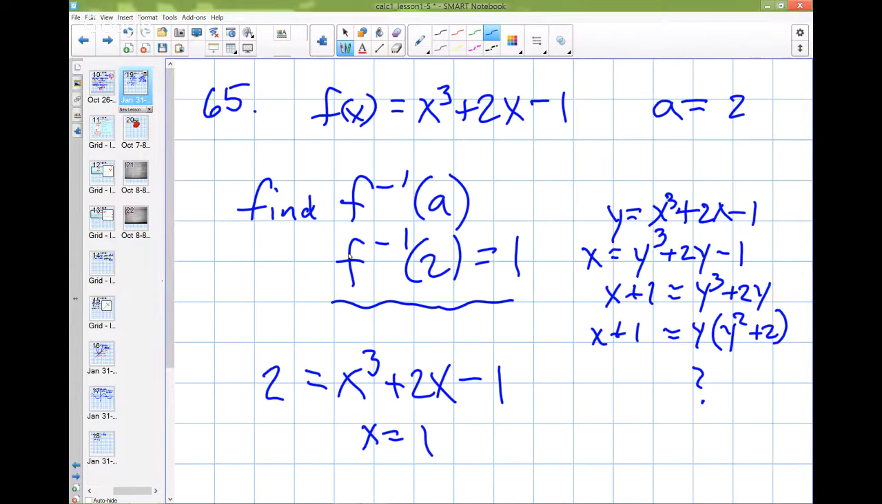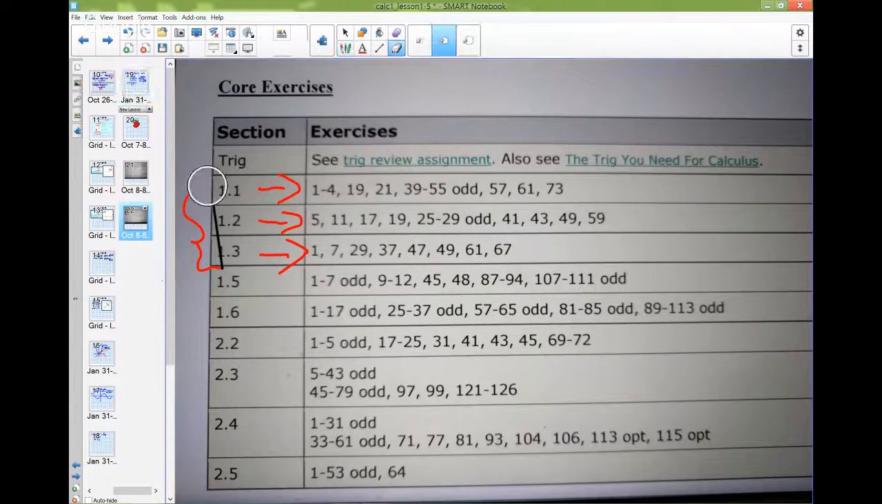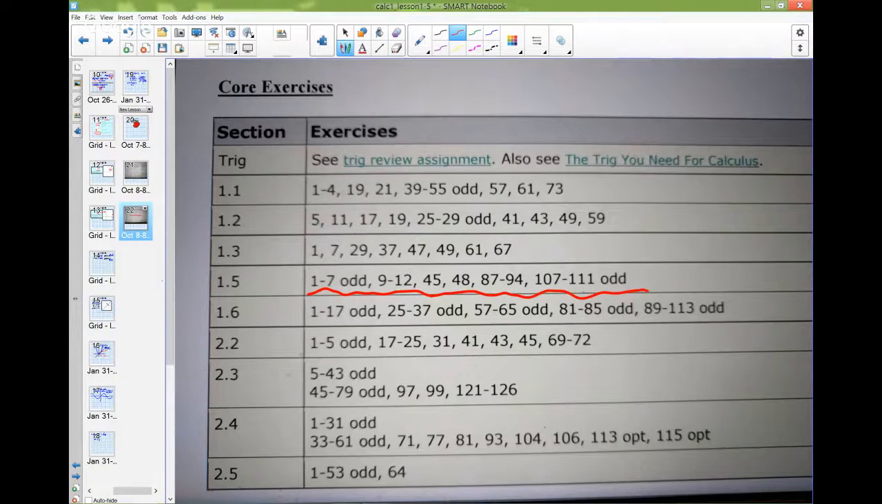I can just quickly show you here. Let me do a little erasing. What we want to look at for today is these guys right here. So there's your emphasis for getting ready for tomorrow. Questions?